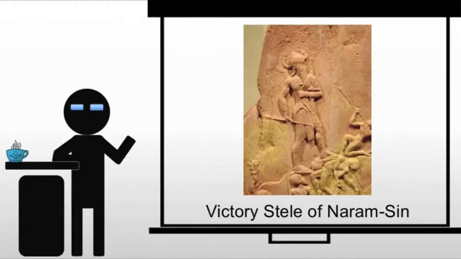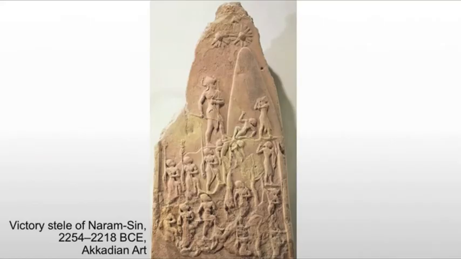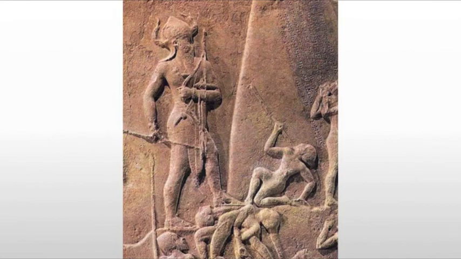From there, we come to the Victory Stele of Narim-sin. Now, a stele, again, is a stone relief monolith commemorating a specific event. In this case, it's Narim-sin, the Akkadian leader, who's defeating the Lulubi people. I love that name, Lulubi. And this is the first time that the king is being depicted as a god.